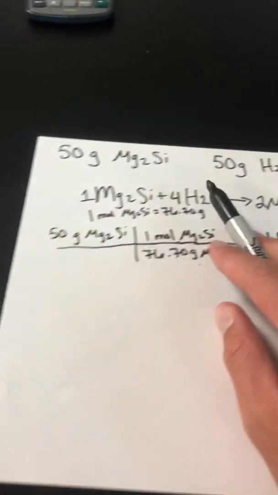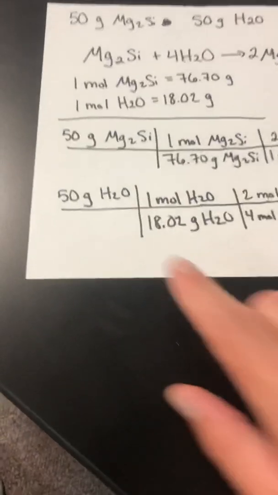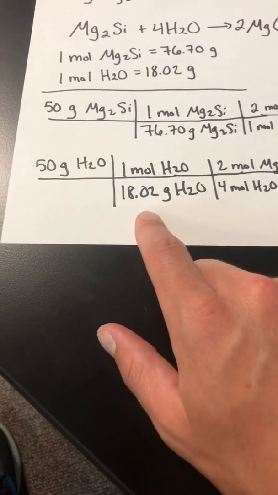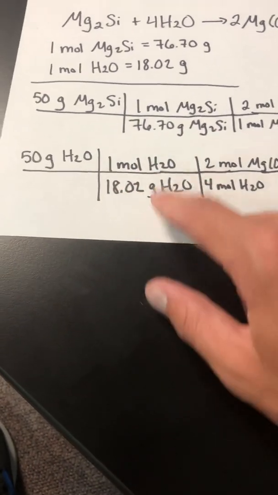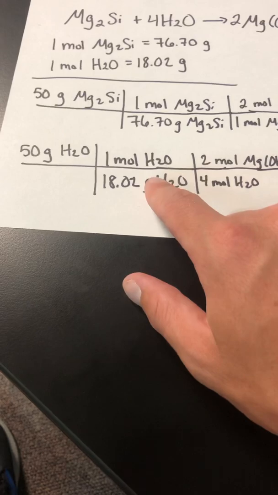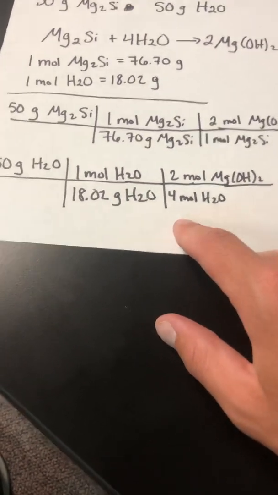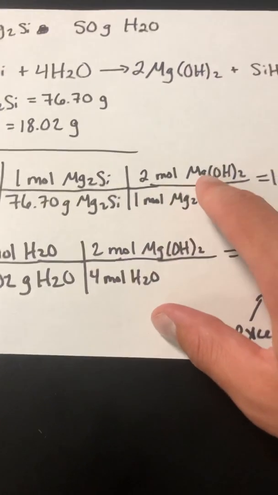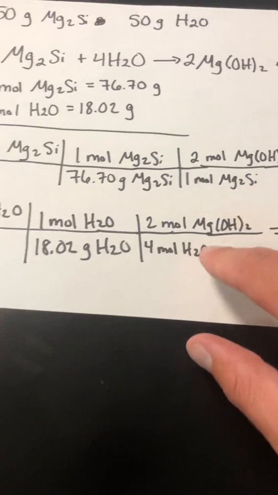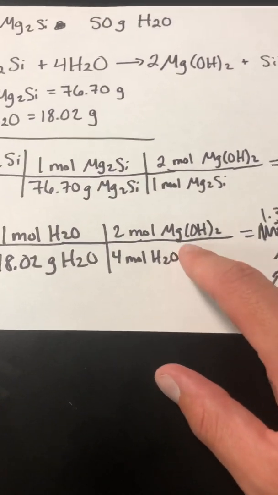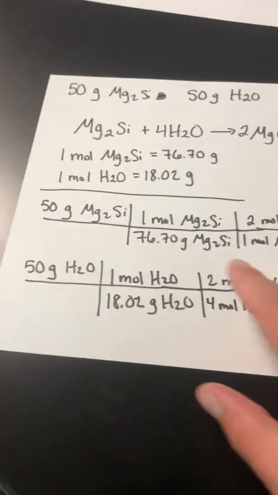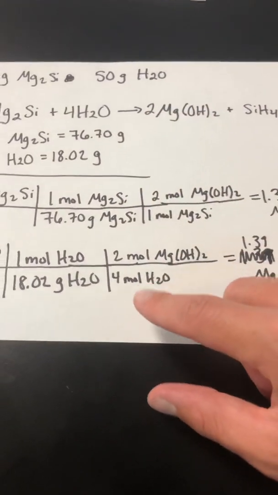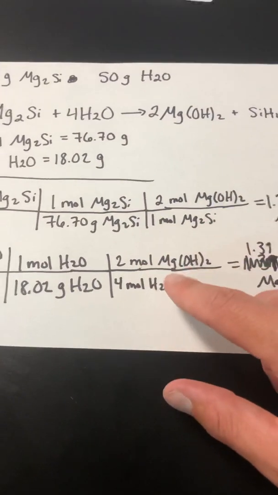Then I'll do the same thing with my other reactant. I already have that drawn out over here. So I took my 50 grams of H2O, its molar mass is 18.02 grams per 1 mole. So I use the molar mass here. Then I go from moles of H2O to moles of my same product, Mg(OH)2, just like I did with Mg2Si. In my balanced equation, I see that for every 4 moles of water, I have 2 moles of this product. So I go 4 moles H2O equals 2 moles Mg(OH)2.